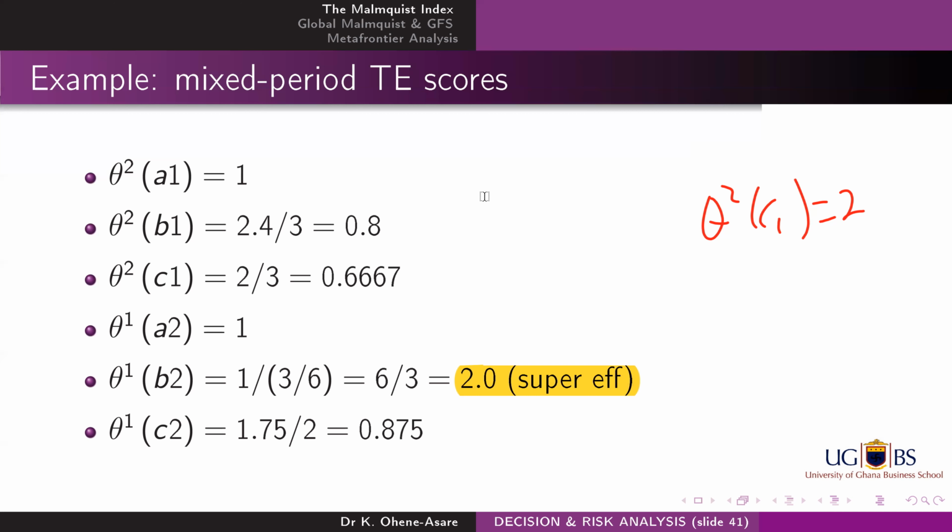See, once you have been able to get all the on-period efficiency scores and all the cross-period efficiency scores, I'm telling you, you can calculate anything. You can calculate the Malmquist productivity change index, which we are going to do. And the one we are going to do next time, you can calculate the global frontier shift. And the one we shall do later, you can calculate the meta frontier.